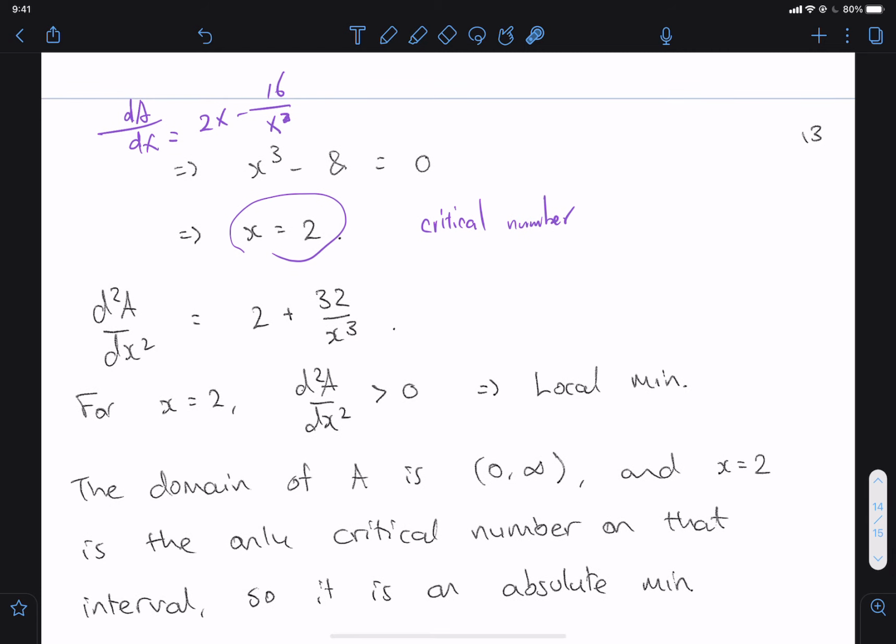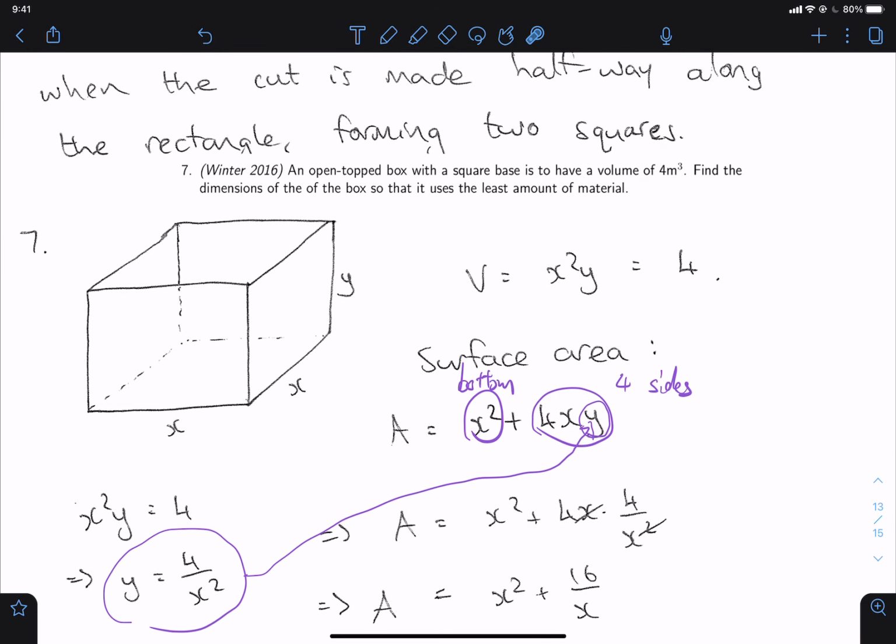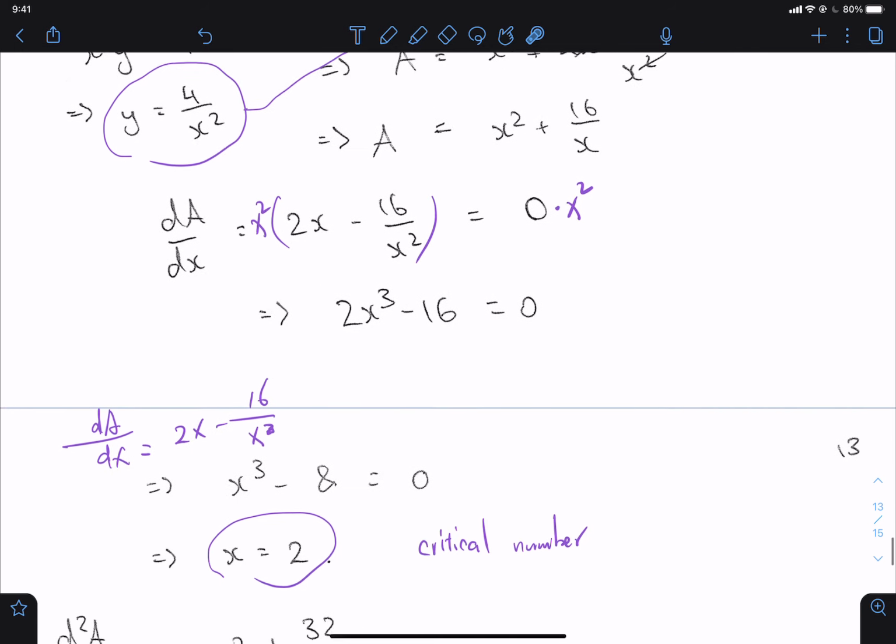After we have this local min, we take a look at the domain of this function. That goes back to how we can construct this box. This box can be very skinny and tall, so that the length of the base is very small, as small as 0. In that case, x is very small, and it holds these 4 cubic meters of water. Or it can be very flat and short, so x can be as large as possible, it can be infinity.